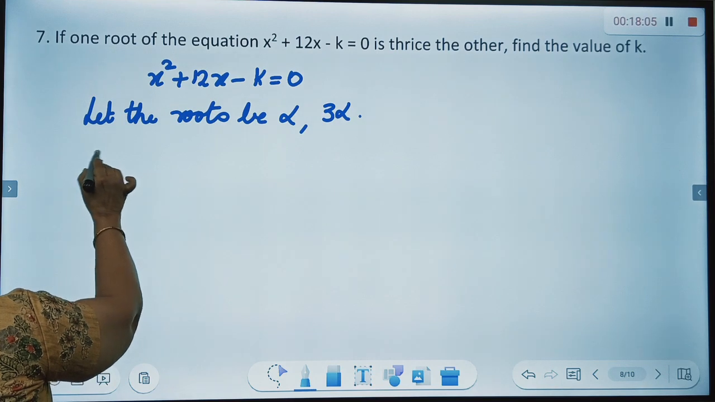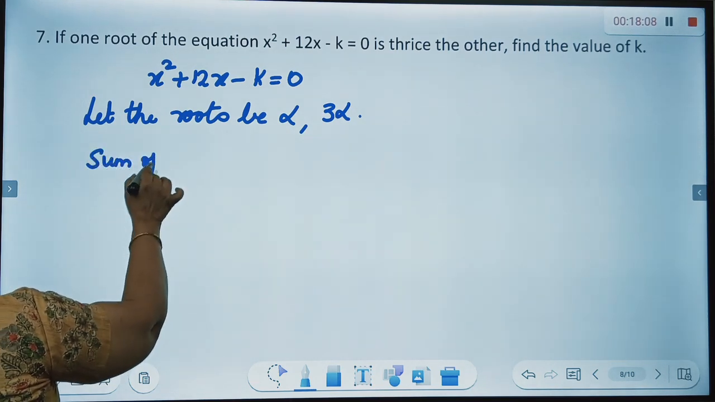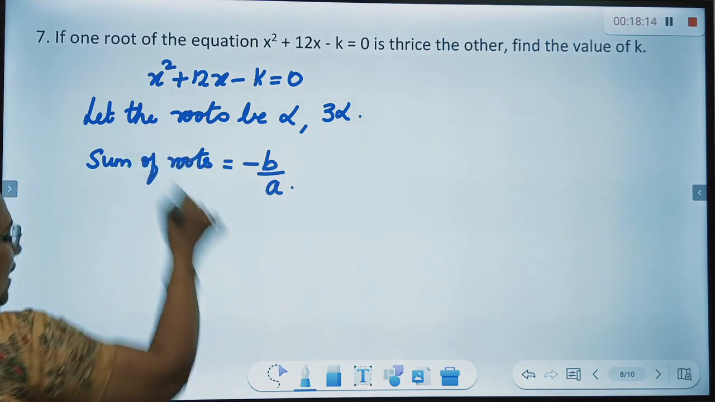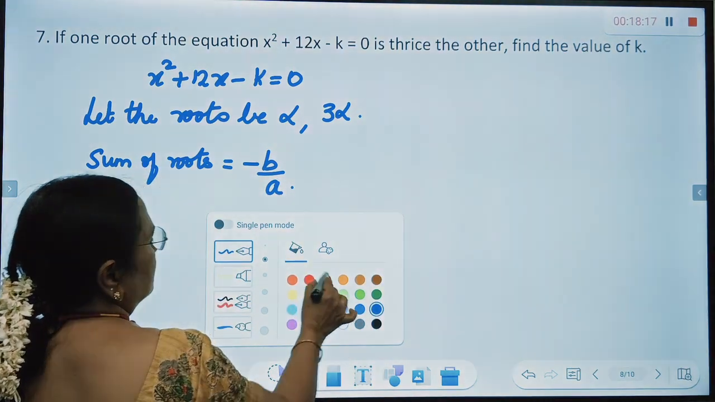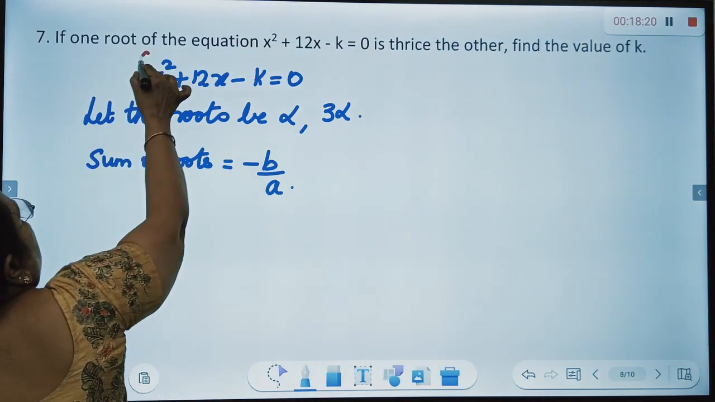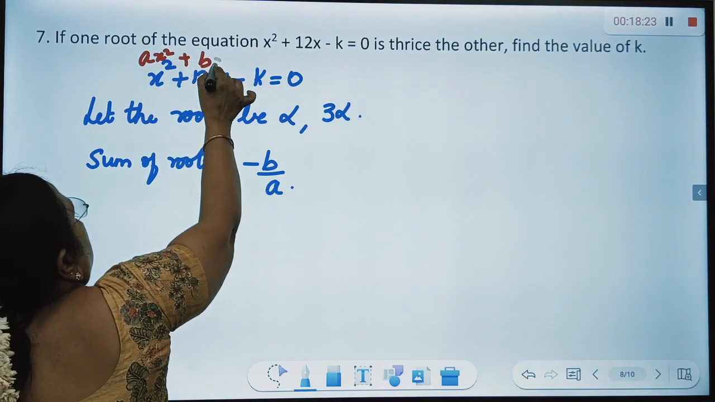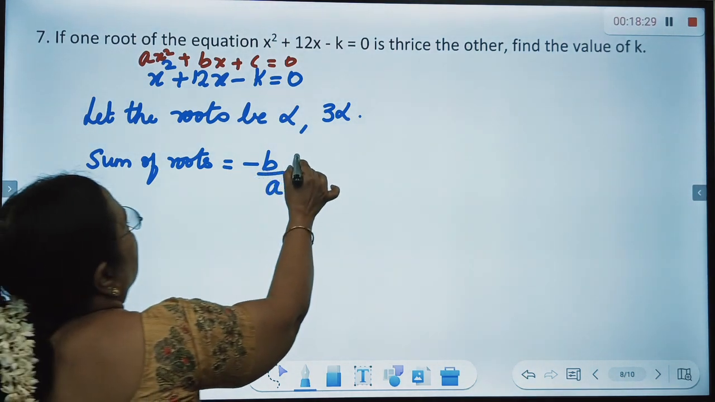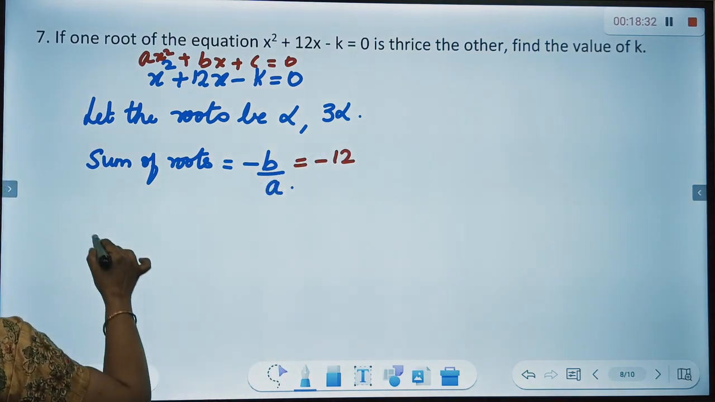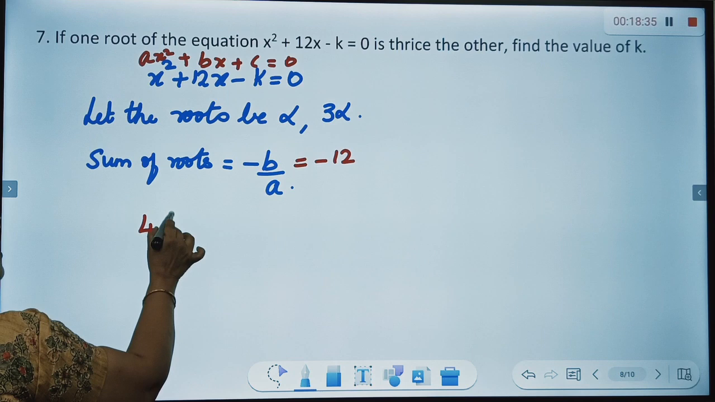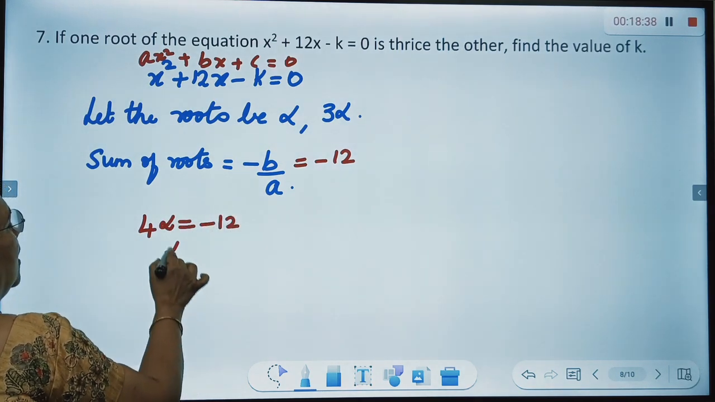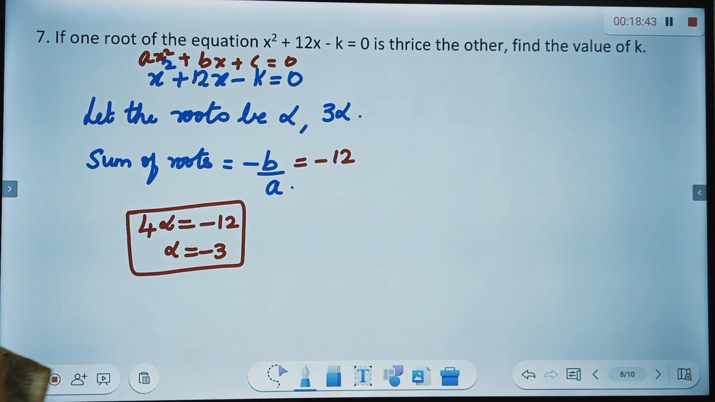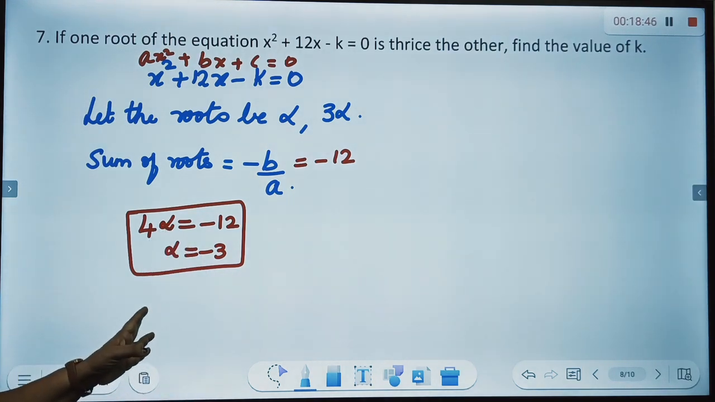Okay. So, sum of the roots equal to minus b by a. So comparing it with, this is of the form ax square plus bx plus c equal to 0. So sum of the roots is minus b by a, which is minus 12 by 1. Okay, so sum of the roots is 4 alpha. So 4 alpha is minus 12, alpha equal to minus 3. Are you able to follow how we get alpha equal to minus 3?